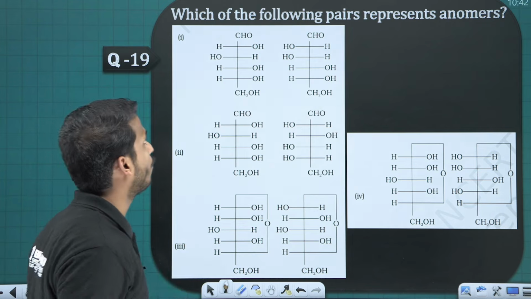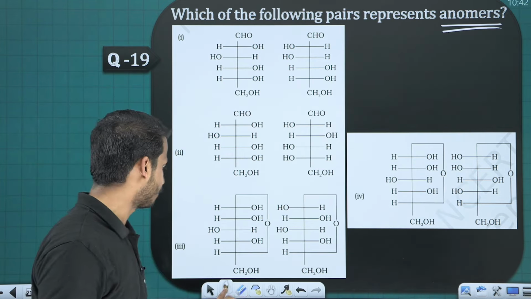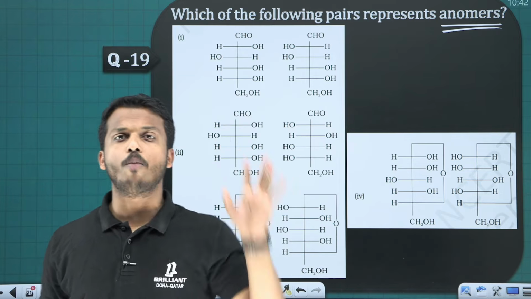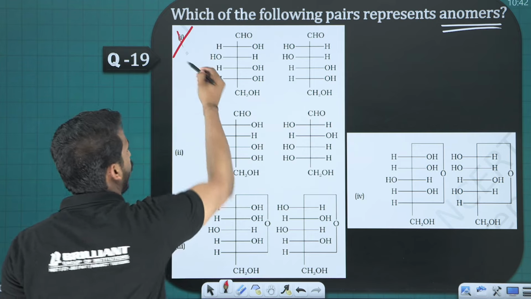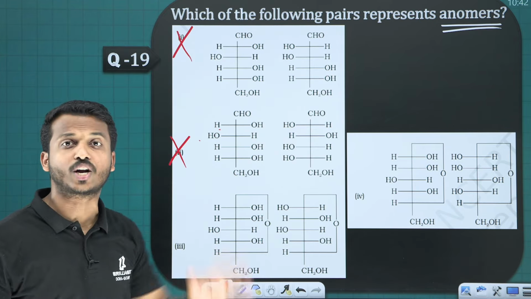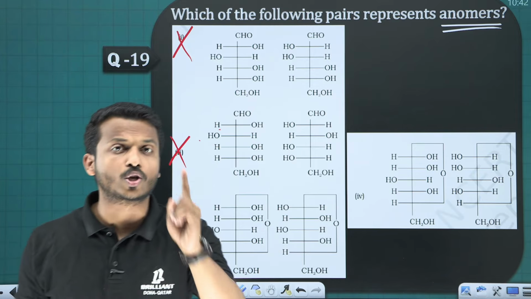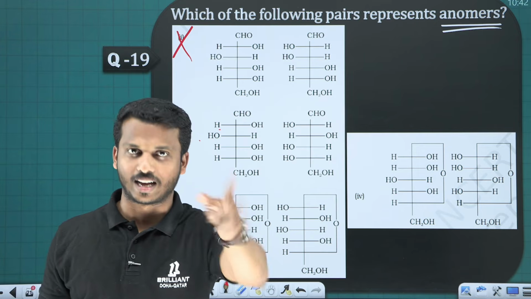Now, which of the following pairs represent anomers? What are anomers? Dear, anomers we say in cyclic monosaccharides. So these are open chain. Let me cut option 1 and option 2 because they are open chain structures, not cyclic. So these all are cyclic, right? Only cyclic compounds can be called anomers. Anomers are cyclic monosaccharides. Ready?